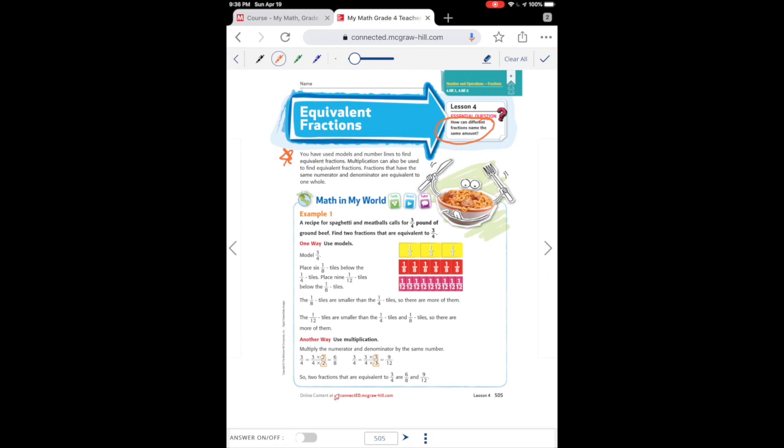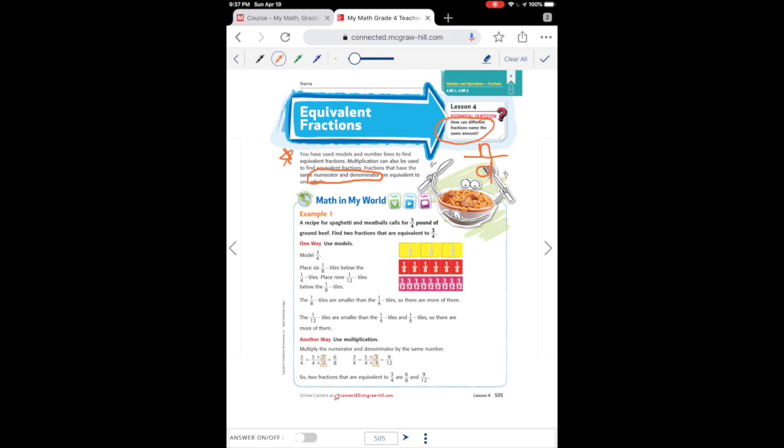All right, let's review numerator and denominator. If this is my fraction, my numerator is my number on top, and my denominator is my number on the bottom. My numerator tells me how many pieces I have, and my denominator tells me how many pieces there are total. Let's jump to math in my world. Make sure you have your math packet in front of you and you are doing these with me just like we would if we were together in class.